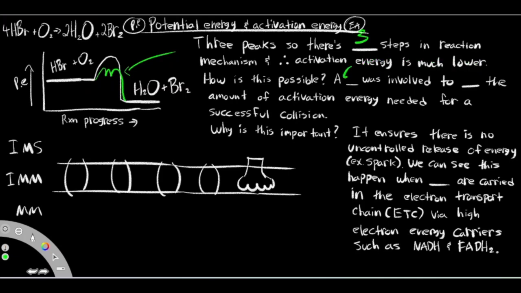How is this possible? It means that a catalyst like an enzyme was involved to decrease the amount of activation energy needed for a successful collision. Why is this important? Well, it ensures that there's no uncontrolled release of energy. For example, a spark is uncontrolled, it's too much too fast, okay?